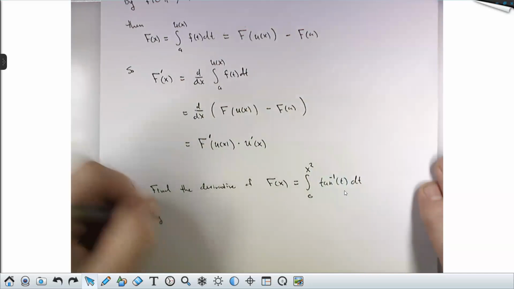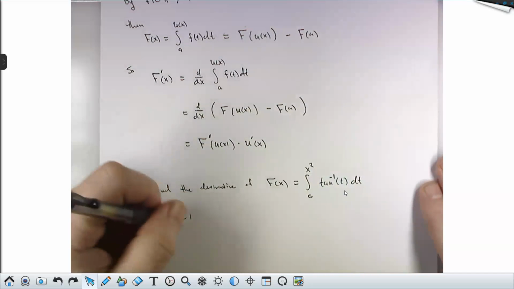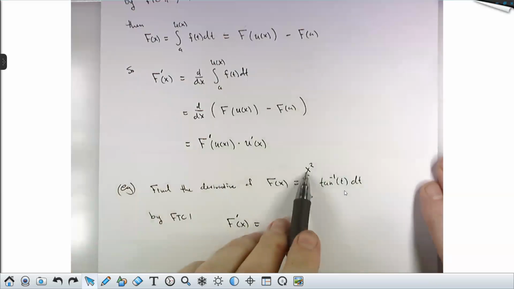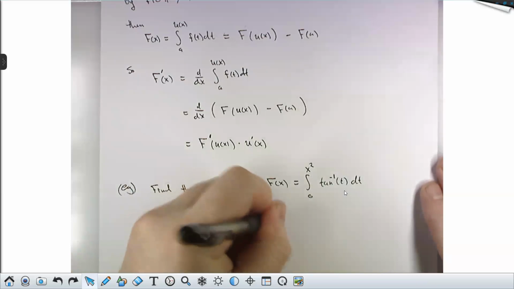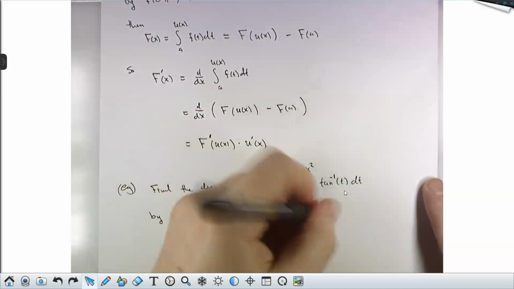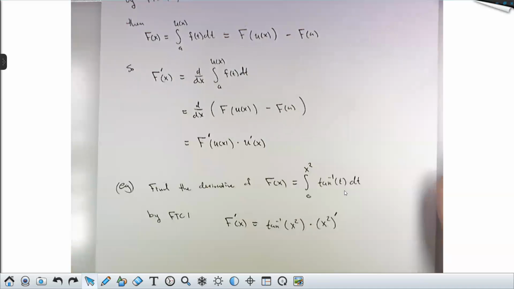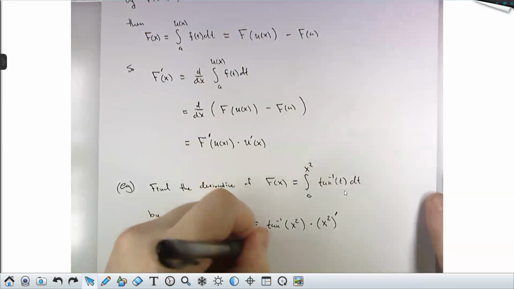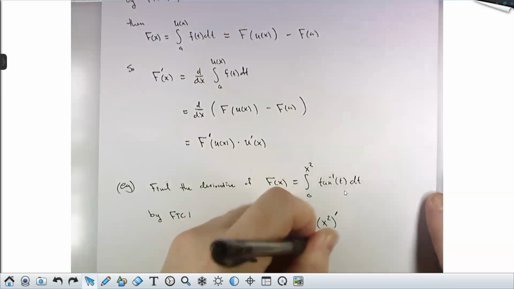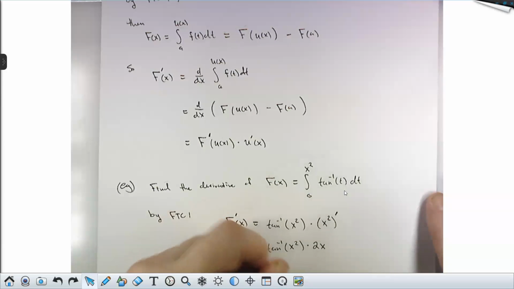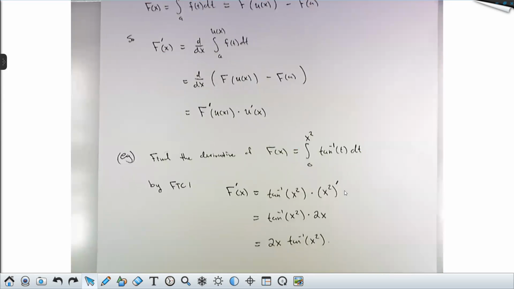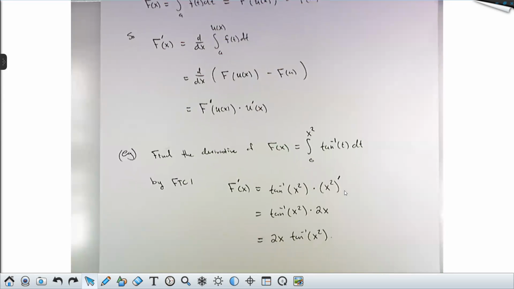But by FTC1, big F primed of x should be what I get when I plug this in here. But then by the chain rule, as shown above, we need to multiply by the derivative of x squared, which is 2x. So this would be the inverse tangent of x squared times 2x, or most people would write it as 2x inverse tangent of x squared. This is how the chain rule interacts with FTC1.